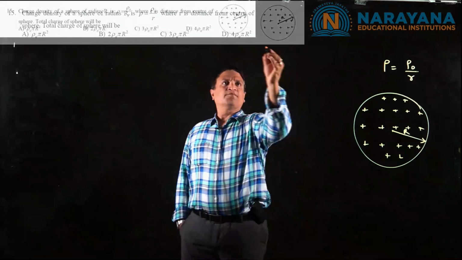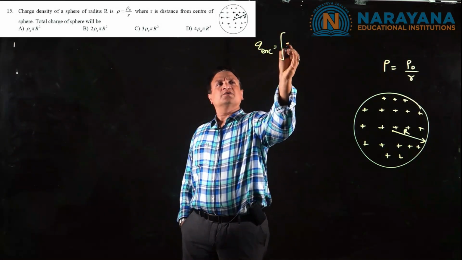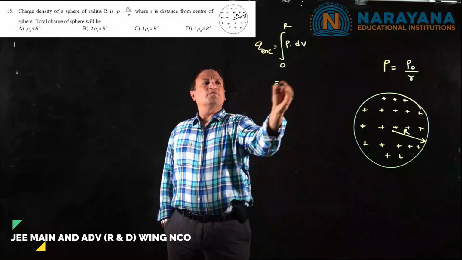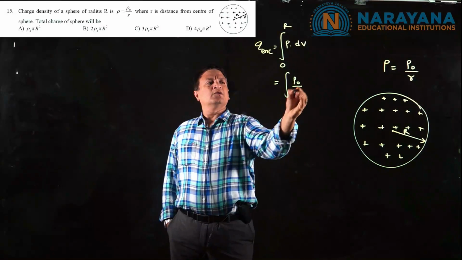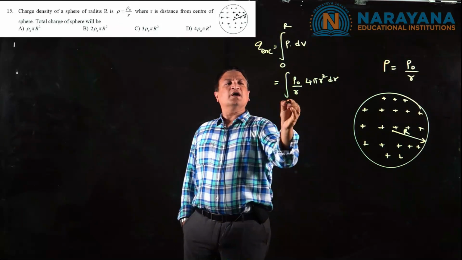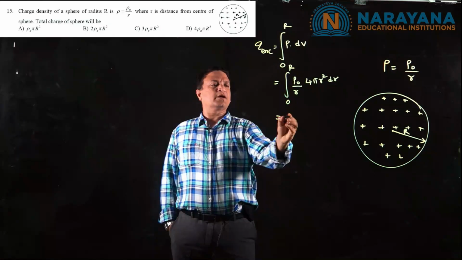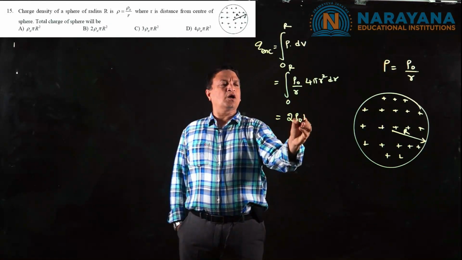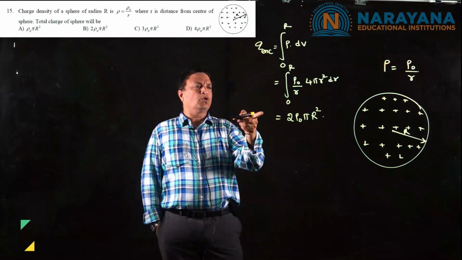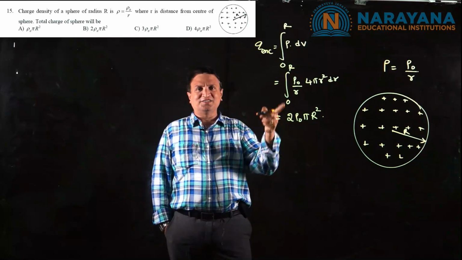Very simple. The enclosed charge can be given as integral of rho dV, 0 to capital R. This is nothing but integral of rho naught by R, 4 pi r square dr, 0 to capital R. Now this will become 2 rho naught pi capital R square. I repeat, 2 rho naught pi R square is the charge enclosed in that sphere.